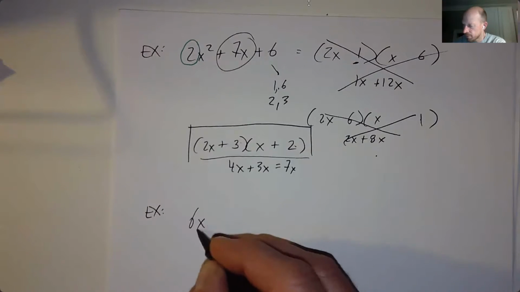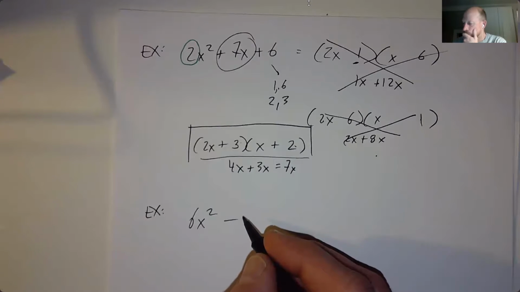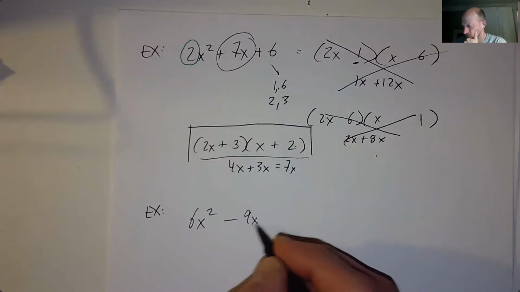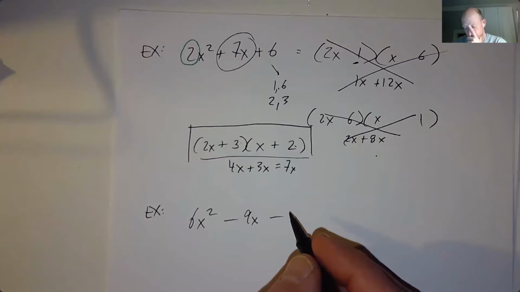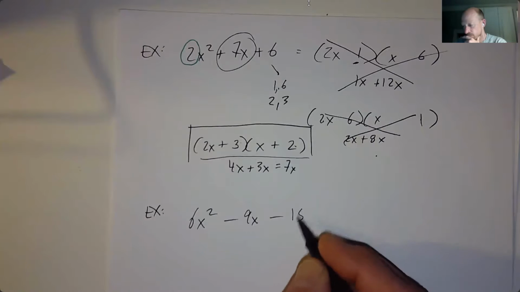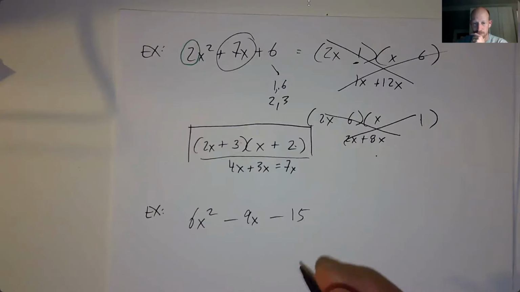Let's try 6x squared minus 9x minus 15. I think this works.